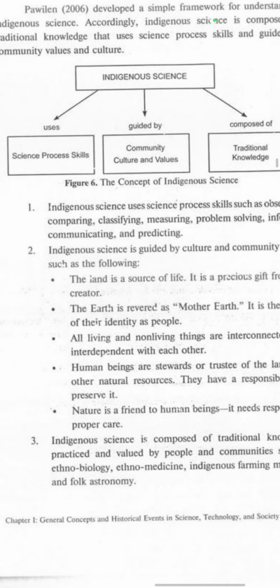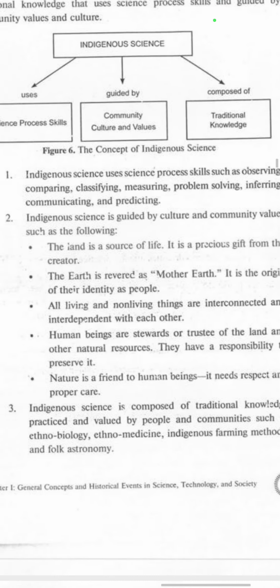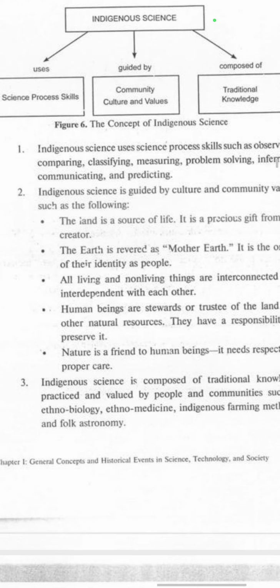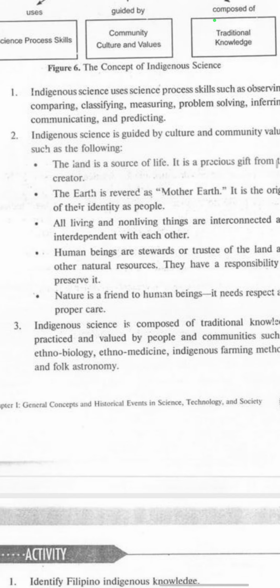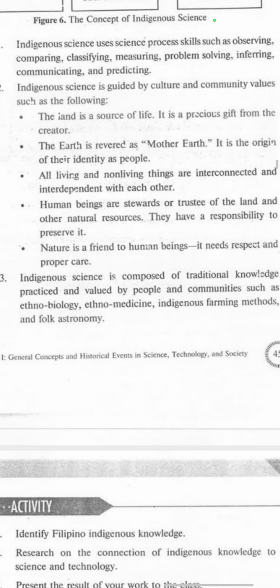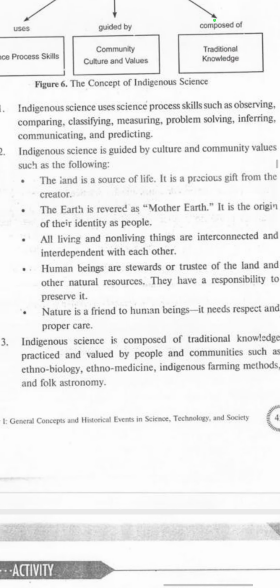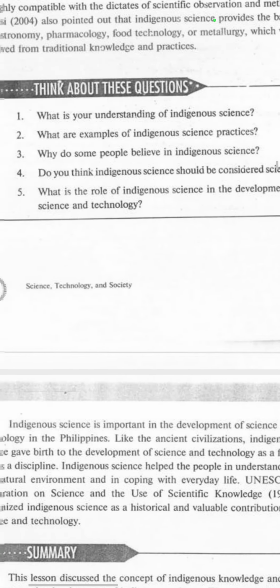So indigenous science uses science processes such as observing, classifying, comparing, and it is guided by culture and community, because you can read this one. That is the reason. And indigenous science is composed of traditional knowledge, practiced and valued by people of the community. That's why I'm saying a while ago, I just summarized the thought of it. So that's, I think, literally the end of our discussion.